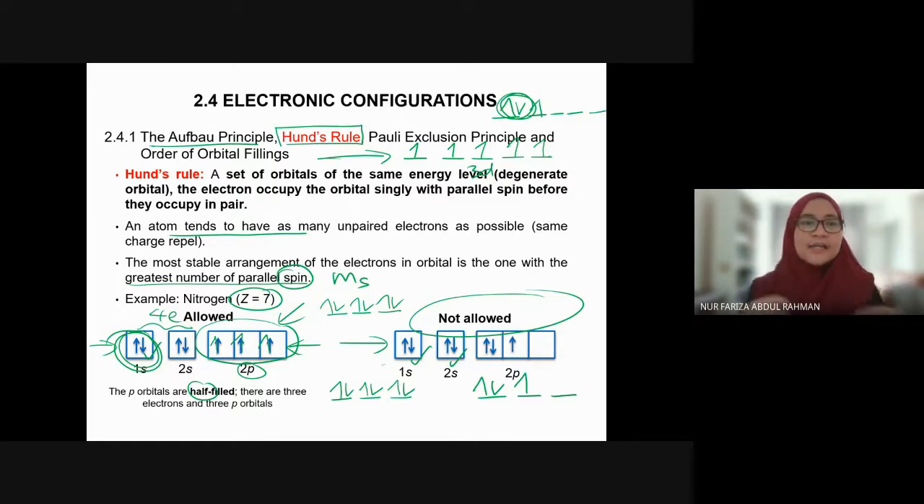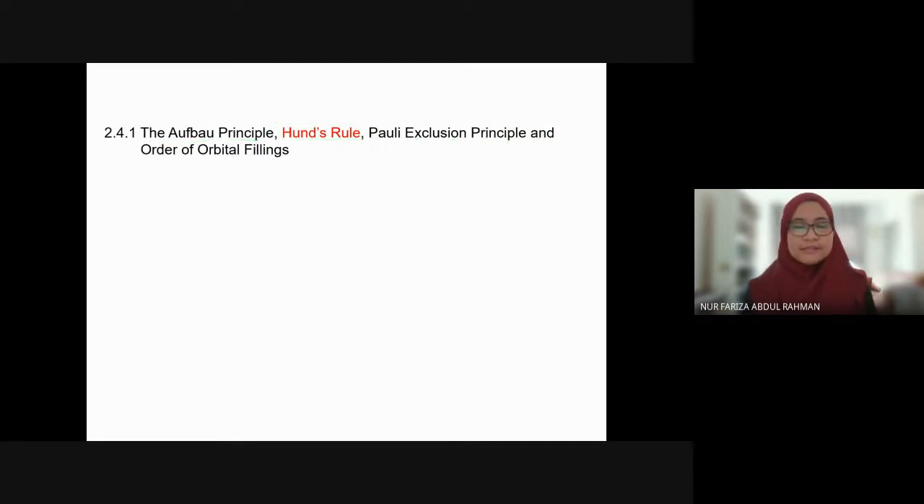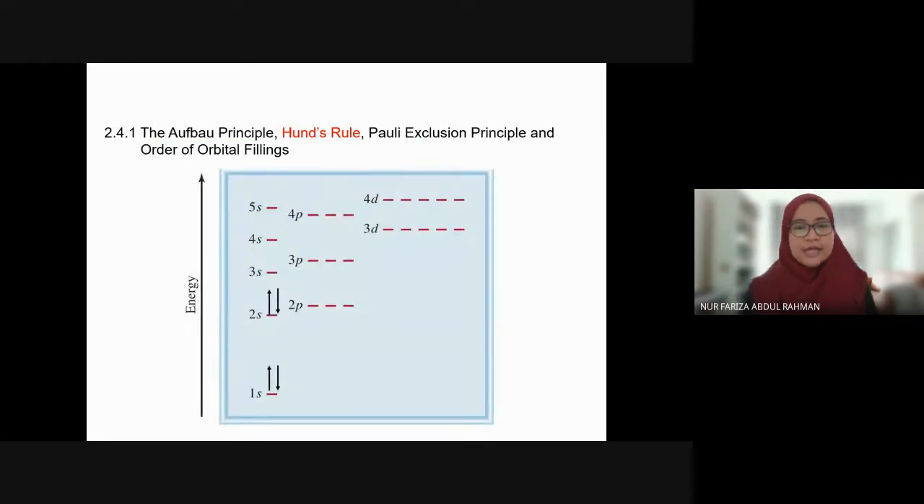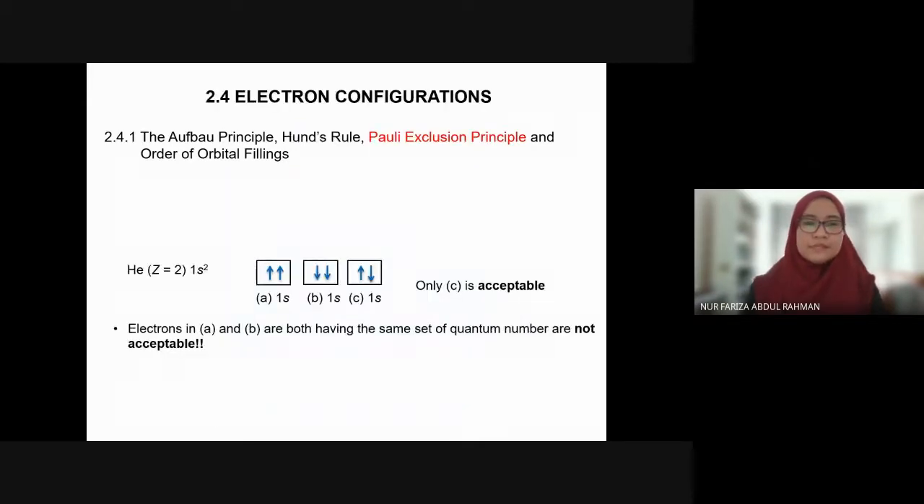So Hund's rule highlights how to fill up the orbitals. You need to fill up the orbitals with electrons singly, then only you can start pairing up the electrons. That will be for Hund's rule. Like this. Okay, put in singly first. Okay. Done with Hund. Next we have Pauli.